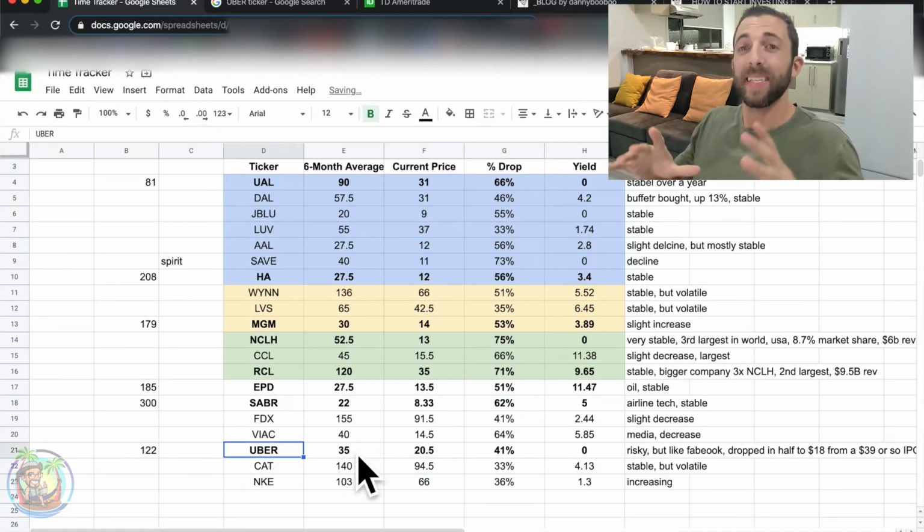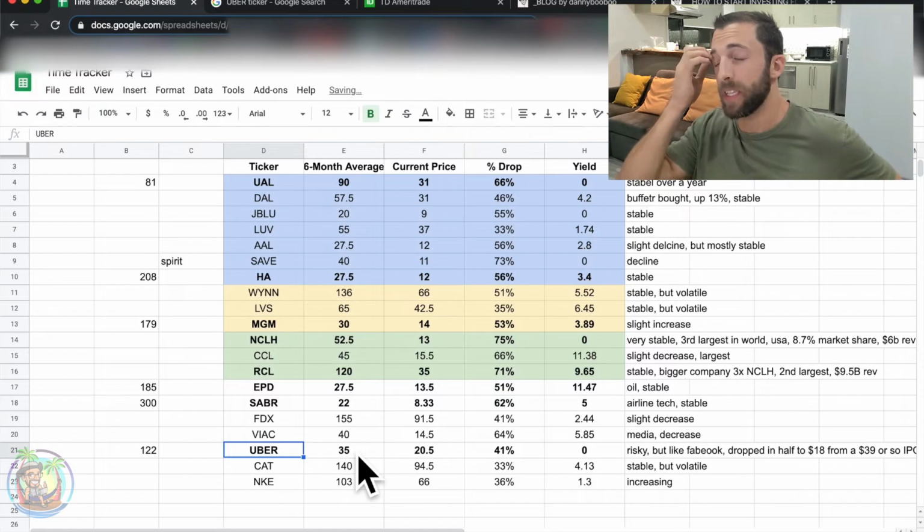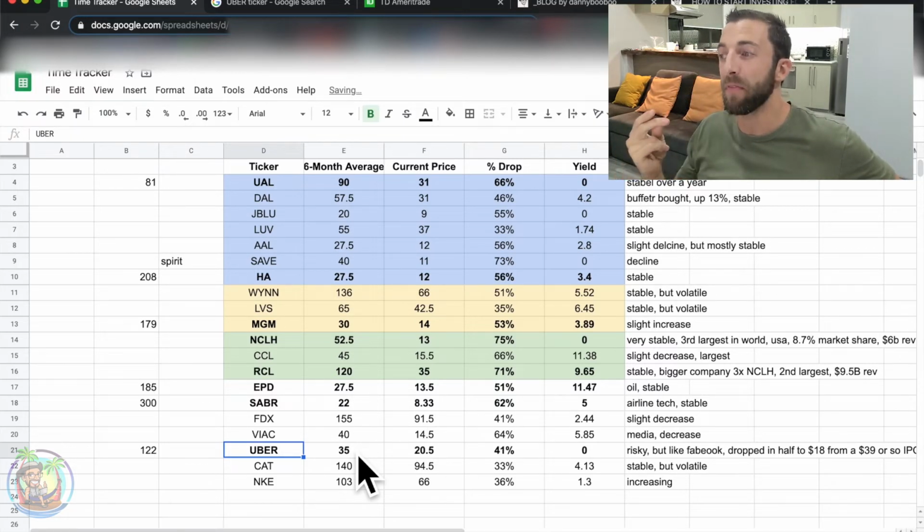I've already invested in them. This is definitely my most risky investment. It kind of reminds me of Facebook. If you remember Facebook, they dropped in half. They started at around 39. They dropped in half.